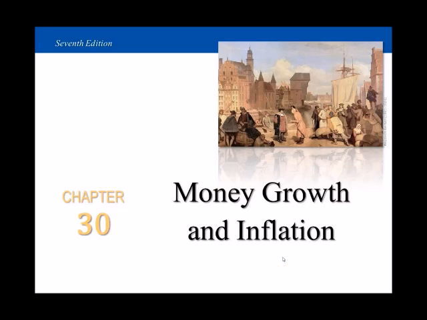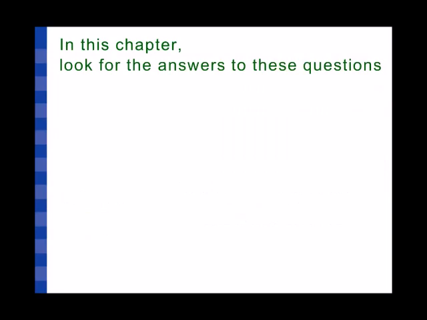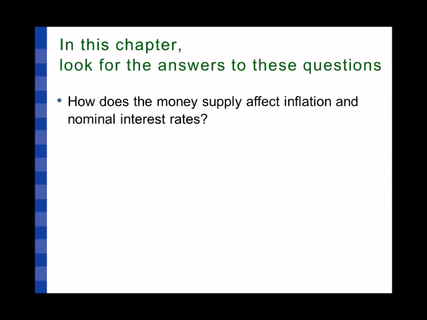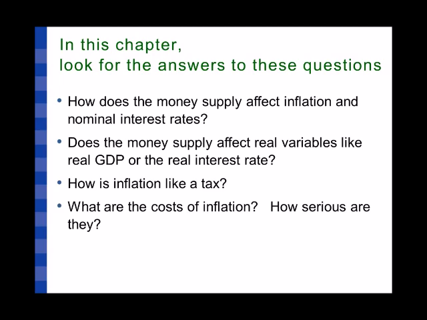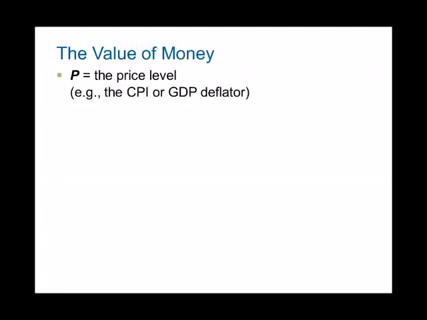Hello, class. So today we're going to work on chapter 30, which is money growth and inflation. And we're going to see how money supply affects inflation and nominal interest rates. And we're also going to see whether money supply affects real variables like real GDP or real interest rates that we covered before. And then we're going to see a little bit how inflation is like a tax and what the costs of inflation are. So first, let's talk about the value of money.